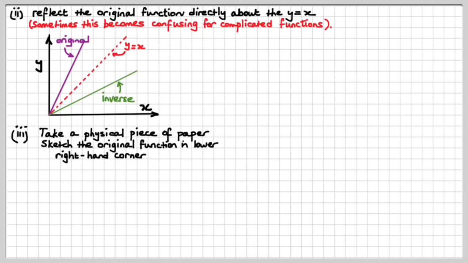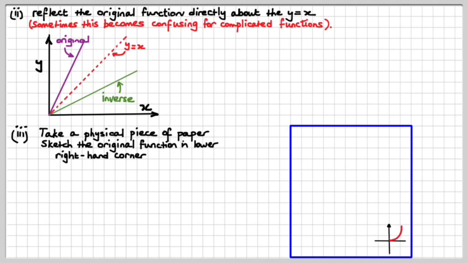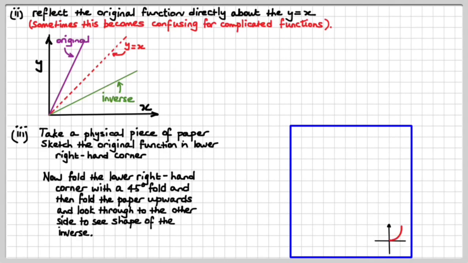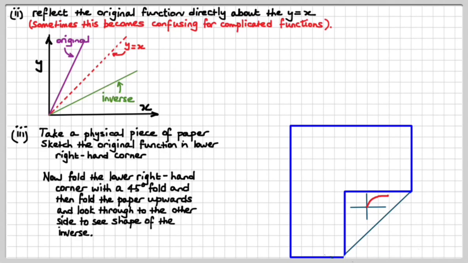You take a piece of paper, you sketch the original function in the lower right-hand corner, like that. That looks like x squared to me, the right-hand half of it. Then you make a fold, a 45-degree fold, and then you basically fold the paper upwards and look through to the other side to see the shape of the inverse. This is like that. There's your fold, right? And then you basically do this. There's the inverse. That's pretty cool, isn't it?